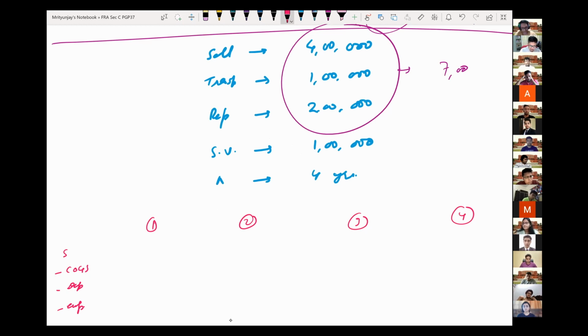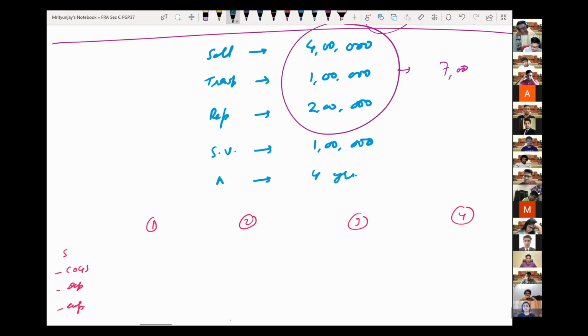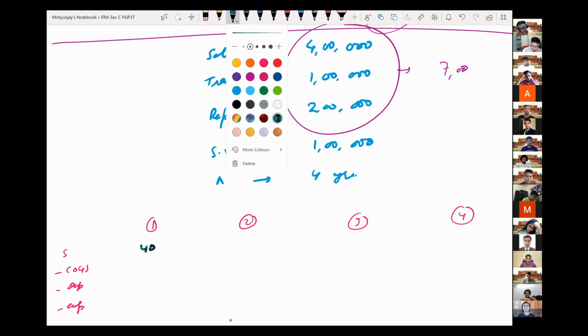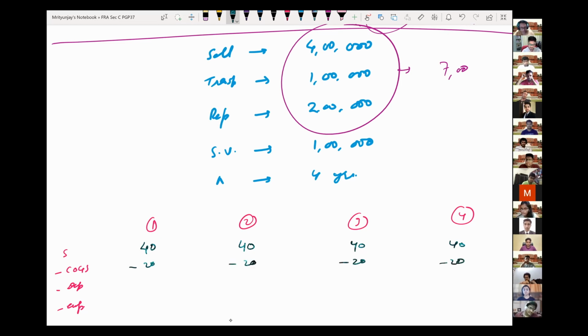Just for simplicity, I'm assuming that the sales for all the years remain the same. Let us say sales remain 40 lakh rupees for all of these years: 40 here, 40 here, 40 here, and 40 here. And COGS was, let us say, 20 lakh rupees everywhere. I'm just trying to make a simpler example so that I can very clearly show the differences.